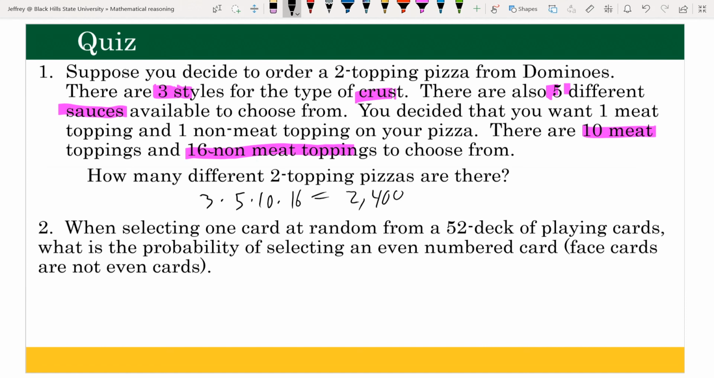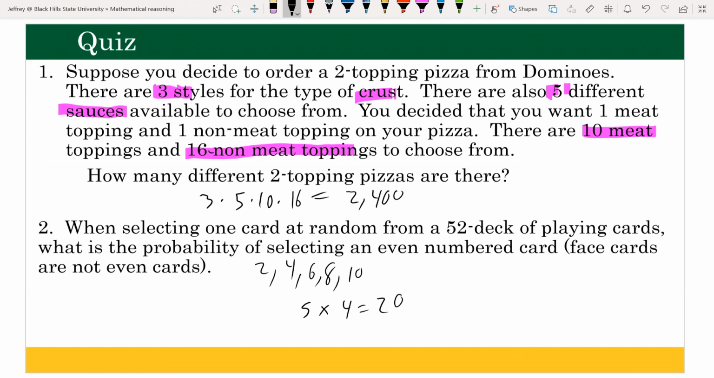So, when selecting one card at random from a 52 card deck of playing cards, what is the probability of selecting an even numbered card where we exclude face cards, meaning that we do not treat face cards as being even? Well, if we list out all the even cards, we have 2, 4, 6, 8, and then 10. And there are these numbers for each of the suits. So that means that we have 5 numbers and 4 suits. So there are in total 20 different ways we can select an even card.